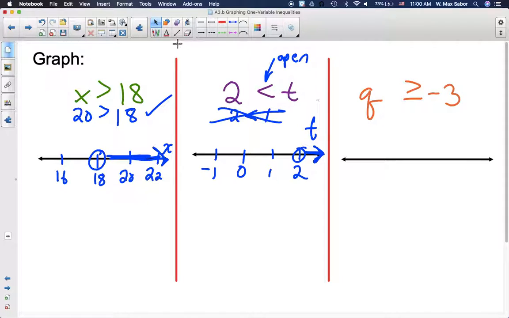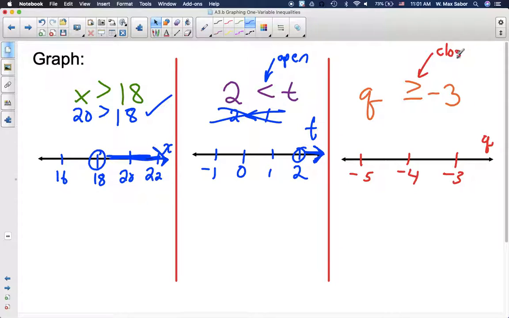Q is greater than or equal to -3. So let's go with -5, -4, -3. Q is our variable. We're saying it's greater than or equal to tells me it's going to be a closed dot at -3. And then Q is greater than or equal to tells me I'm going to be shading to the right. All right, that's how we graph one-variable inequalities.